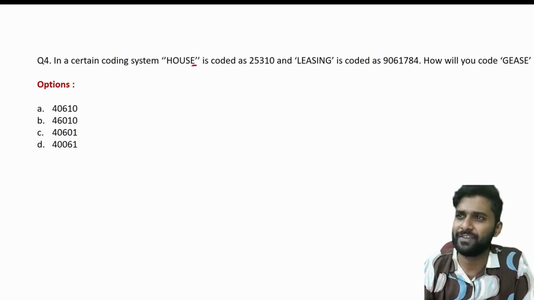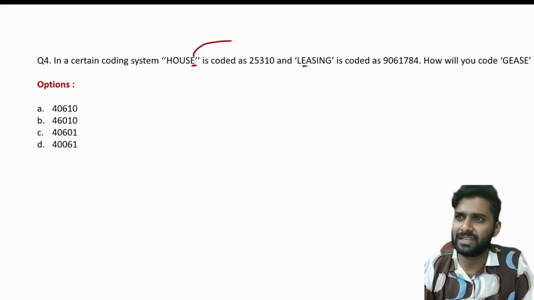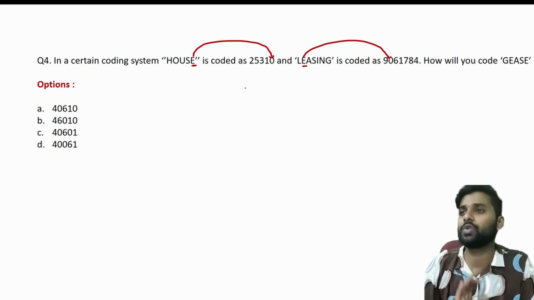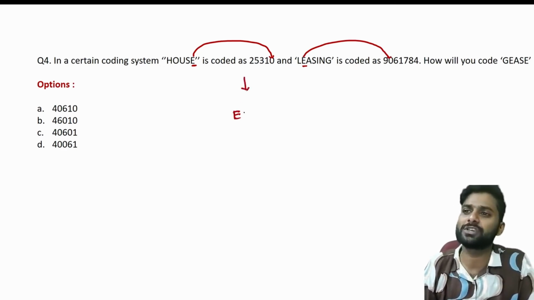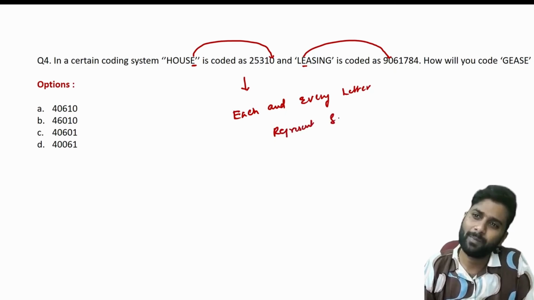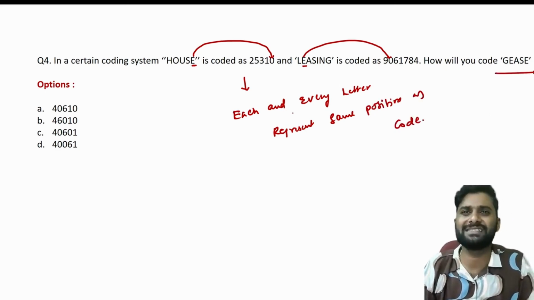Is anything common here? E is common, guys. Confirm in this way: assuming that E is coded as 0, check whether 0 is at the same position or not. Yes, definitely it is a 0. Then you can conclude that each and every letter represents the same position as its code. So you have to confirm in this way. Hope it's clear.